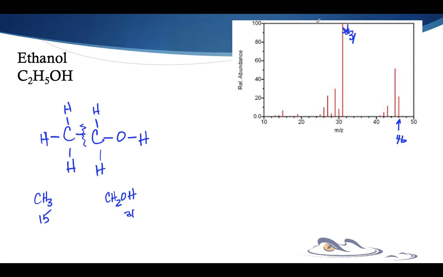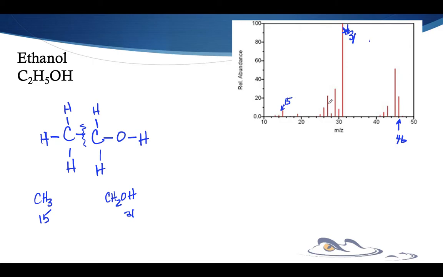Ooh, look at there. That's a piece right here, isn't it? 31. Now, is there a piece at 15? Yes, there is, but it's kind of small. Right there it is, at 15. So this piece is a little small for us.